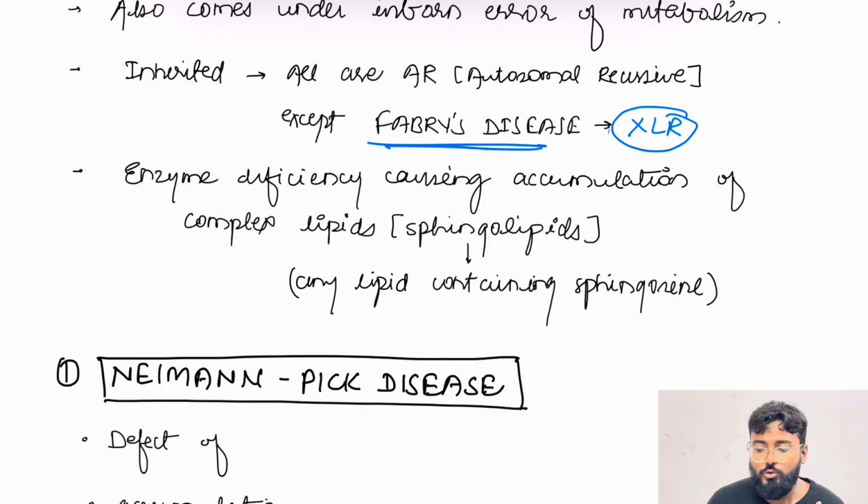In the previous discussion, we saw all these lipids which contain sphingosine, that is sphingomyelin, and all the glycolipids, that is cerebroside, globoside, ganglioside. So sphingolipidosis means accumulation of those lipids which contain sphingosine, that is your sphingomyelin and all these glycolipids: cerebroside, globoside, and gangliosides.